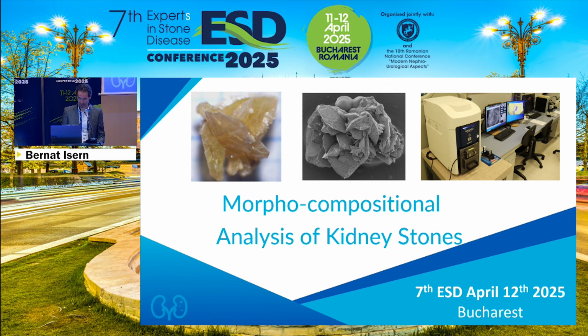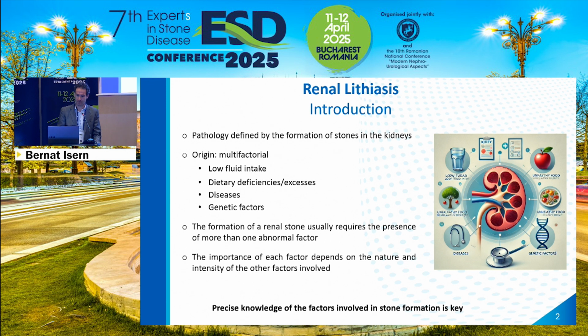I will briefly introduce the benefits of the morphocompositional analysis of kidney stones. As you know, renal lithiasis is a complex multifactorial pathology defined by the formation of stones in the kidneys. The formation of renal stones requires the presence of more than one abnormal factor. In this process, the importance of each factor depends on the nature and intensity of the other factors involved. Therefore, having a detailed understanding of these factors is key for addressing the prevention, diagnosis, and treatment of this pathology.